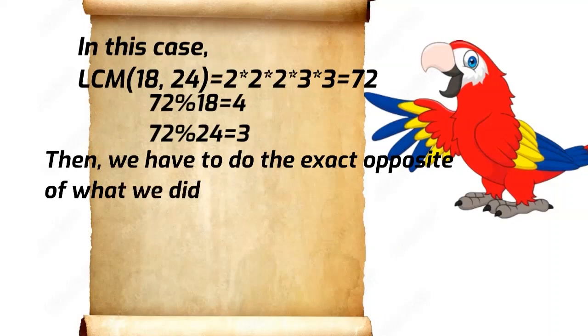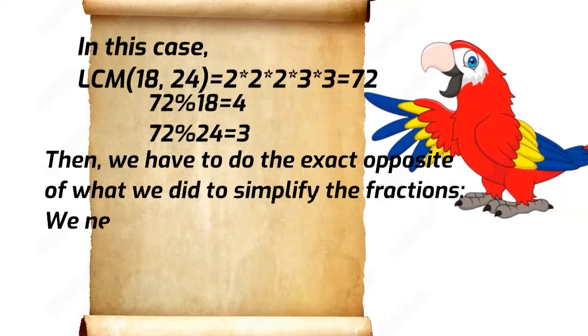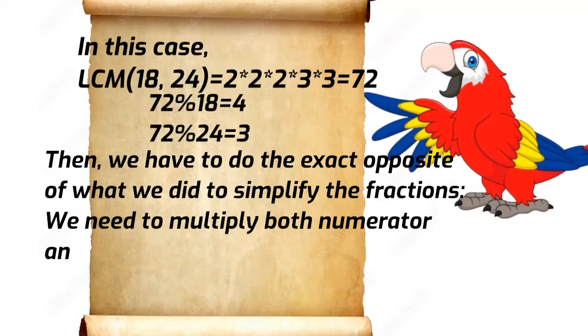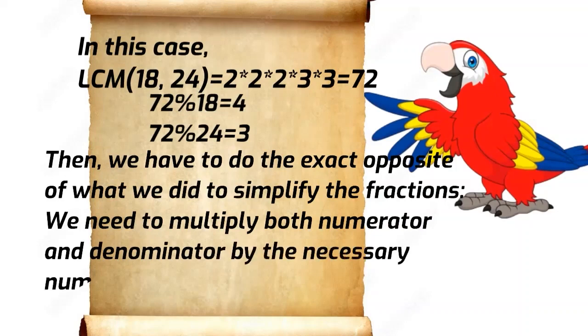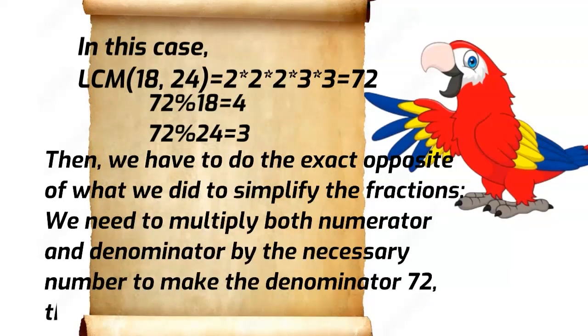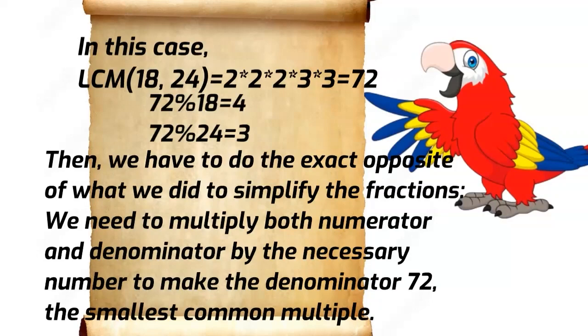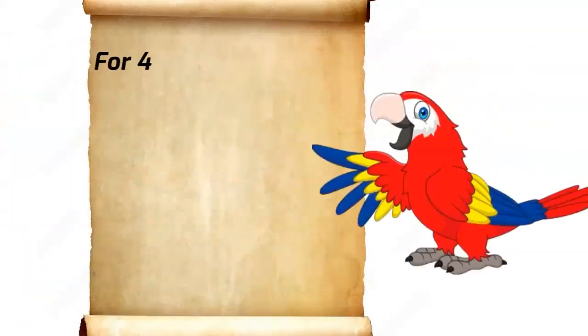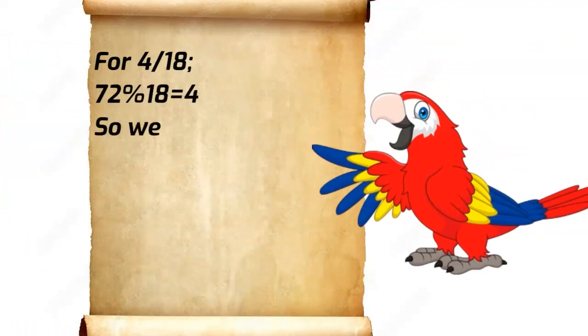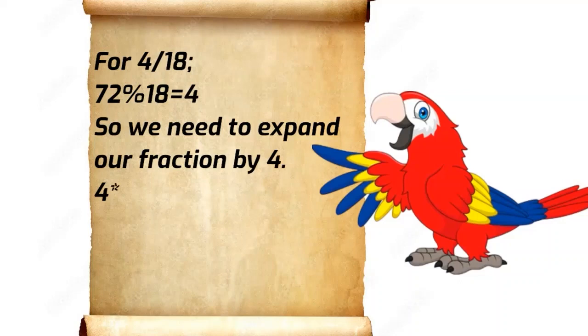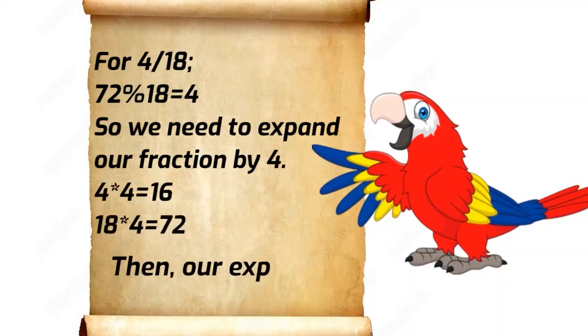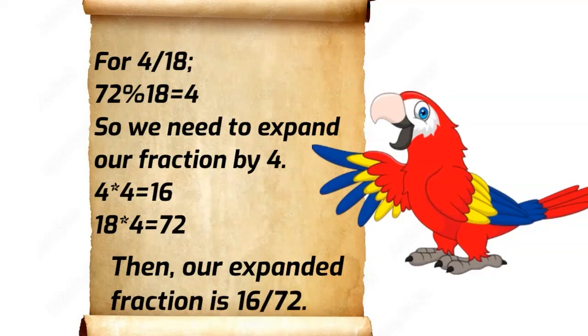Then, we have to do the exact opposite of what we did to simplify the fractions. We need to multiply both numerator and denominator by the necessary number, in this case, 4 and 3, to make the denominator 72, the smallest common multiple. For 4 over 18, we need to expand it by 4. Our new numerator is 4 times 4, 16. And our new denominator is 4 times 18, 72. Then, our expanded fraction is 16 over 72.